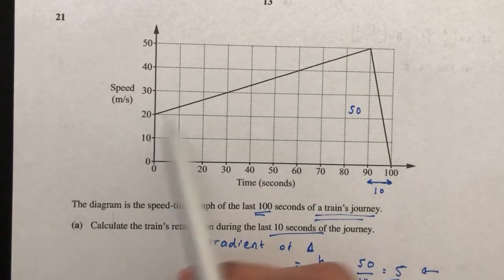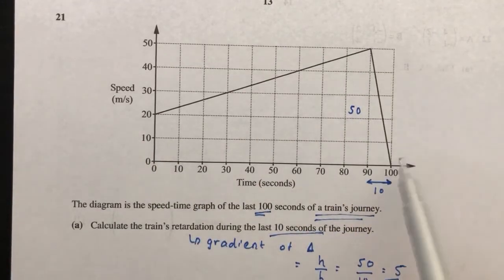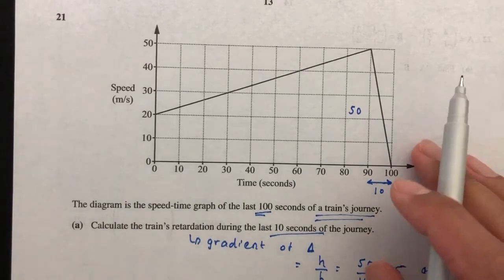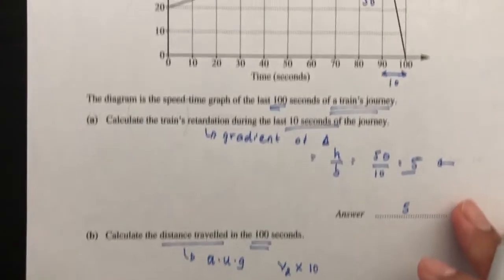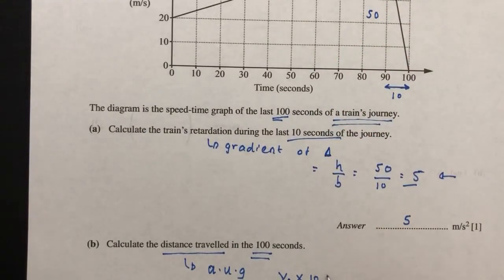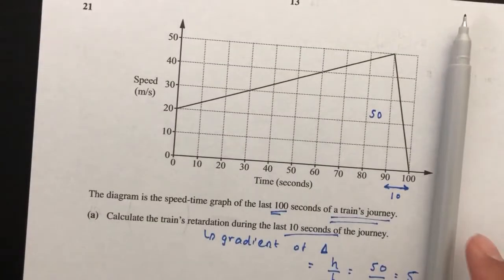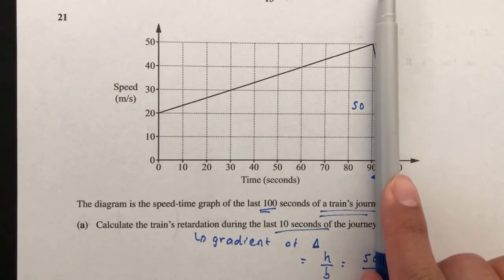Here we have the area of a trapezium plus the area of a triangle. So let's find the area of the triangle. That will be half times base, which is 10, times height, which is 50. That's the area of the triangle. So we have 250 for the triangle. And now what's remaining? Now we have this part remaining, which is a trapezium.